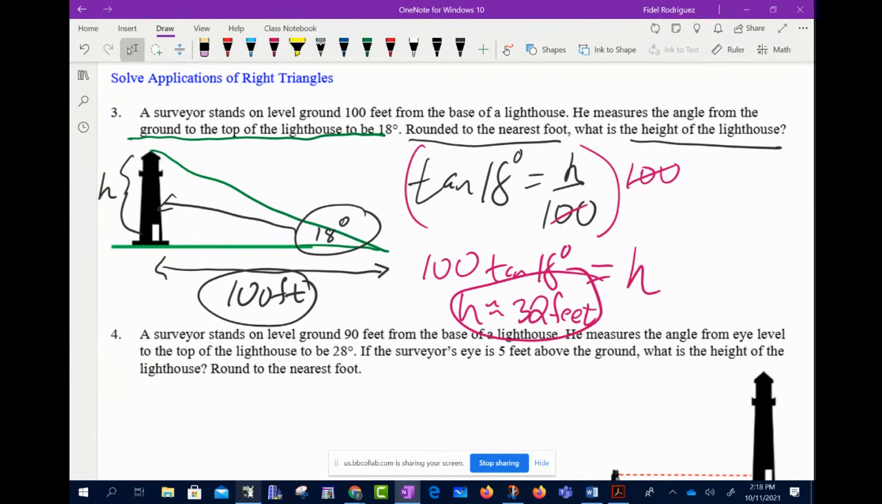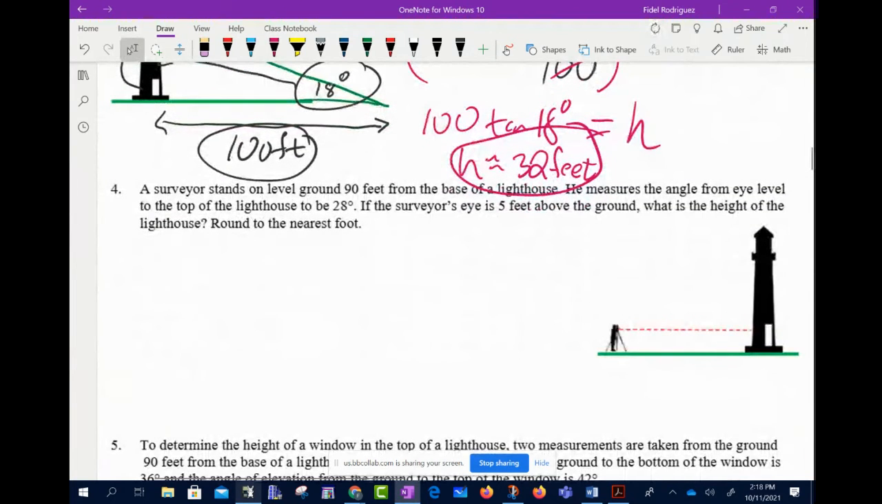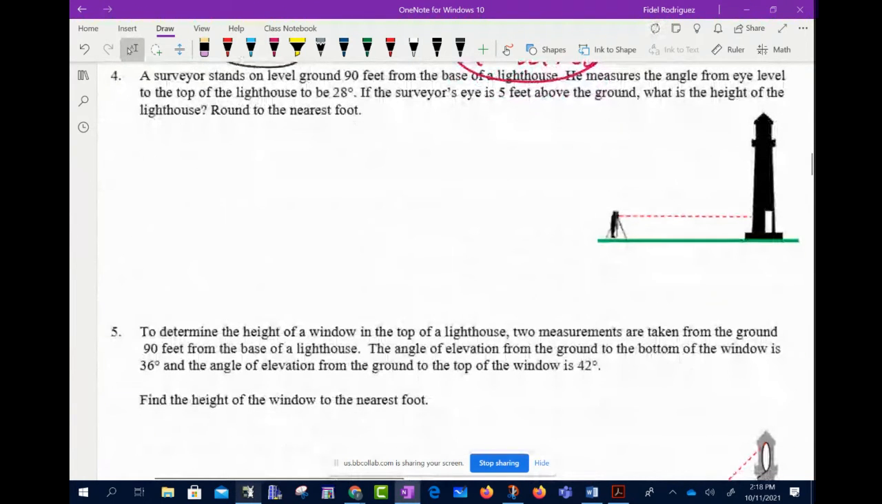All right. So we're making pretty good headway here, y'all. This is good. Let's take a look at the next problem. Very similar, just some slight differences. So I'm going to do this just so we focus on this part. And it says, a surveyor stands on level ground 90 feet from the base of the lighthouse. And it says he measures the angle from eye level to the top of the lighthouse to be 28 degrees.